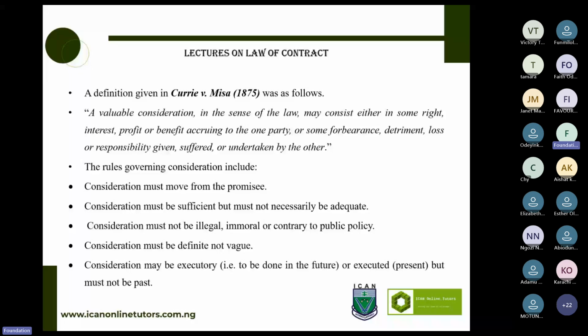Now, under the law, we have principles that govern consideration. The exam questions I've seen so far have always asked: mention four principles that govern consideration. So number one is that consideration must move from the promisee.